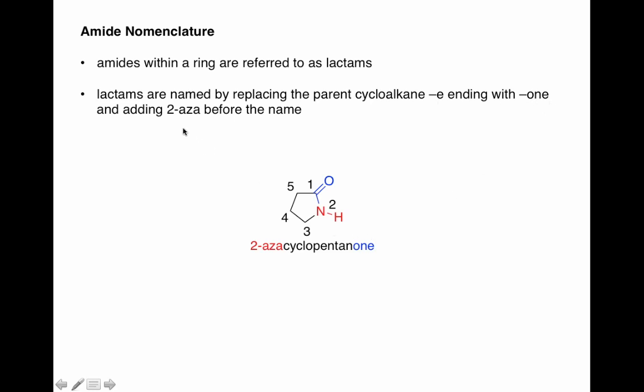Now, instead of naming it a 2-oxa as we did for lactones, we name the nitrogen at the 2 position a 2-aza. So this is a 5-membered ring, or a cyclopentane. The E is replaced with an ONE ending, designating the carbonyl. We count around this lactam from the carbonyl carbon to the amide nitrogen at position 2, and that amide nitrogen is referred to as a 2-aza.